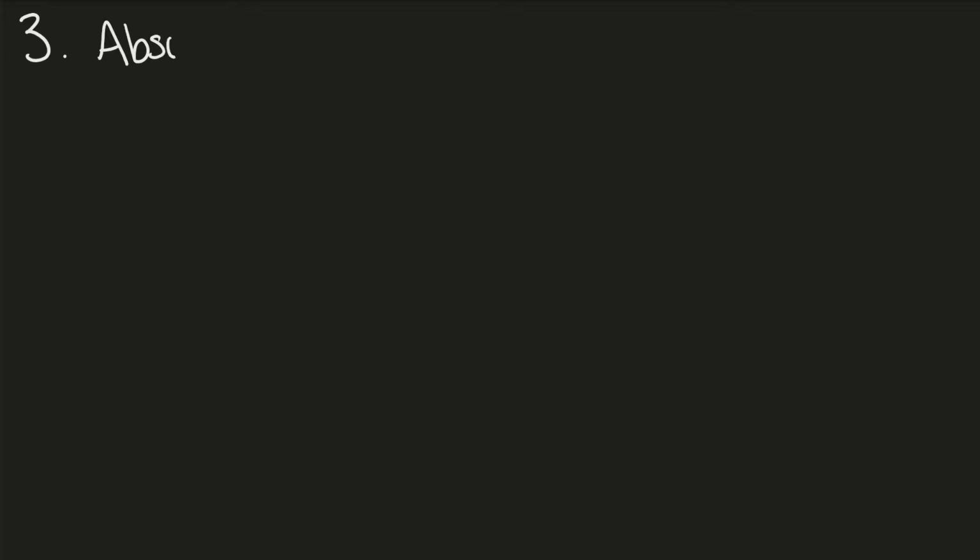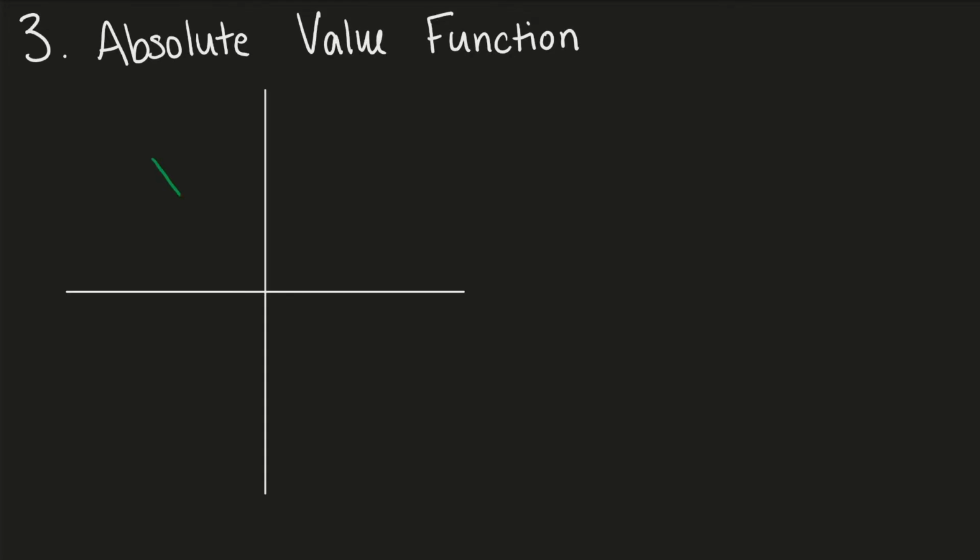Next, we have our absolute value function. This function looks like a V on our origin, and the function itself is f of x equals the absolute value of x. This is an even function. Because it is reflected across our y-axis, it's even.